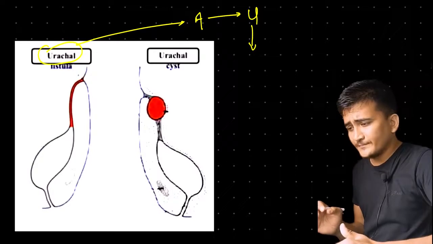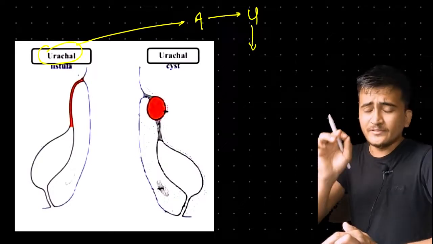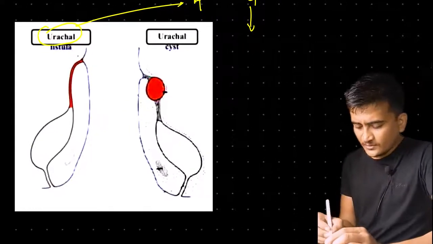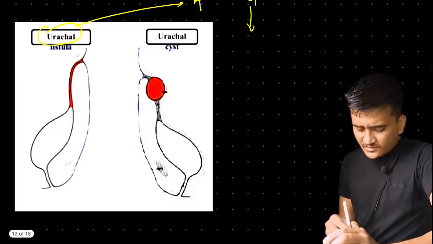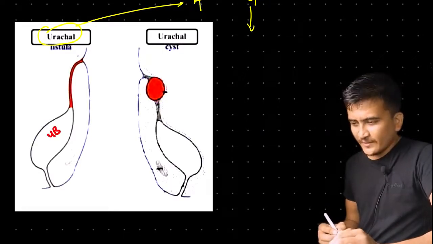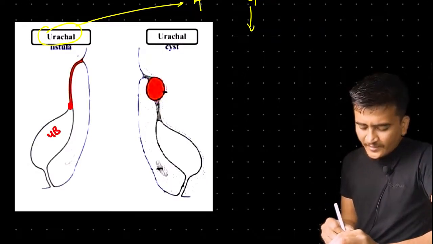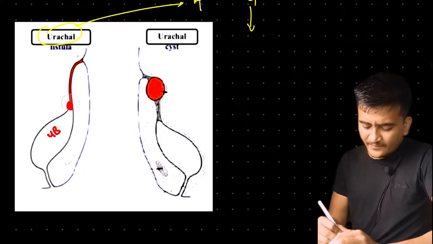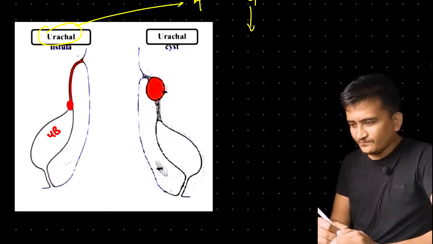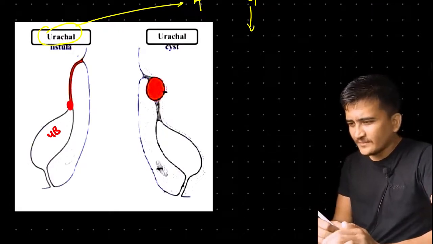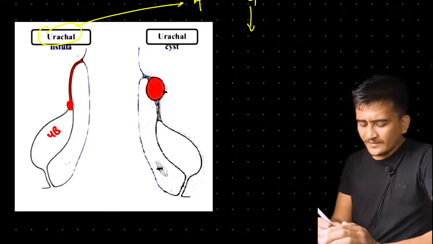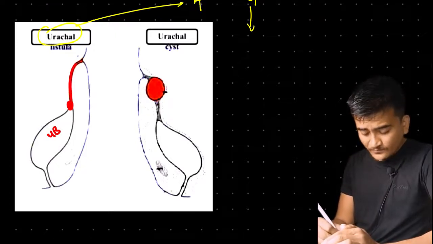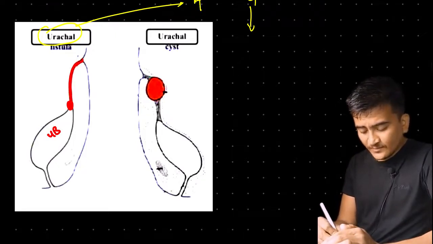Now, what is this urachal fistula? As I already said, in urachal fistula there will be urine in the umbilical cord. Now, why will there be urine in the umbilical cord? Because, let us go through this diagram. As you can see, what is this? This is the urinary bladder, and this is the tip or head of the urinary bladder. This head, or apex, of the urinary bladder is attached by our allantois duct.